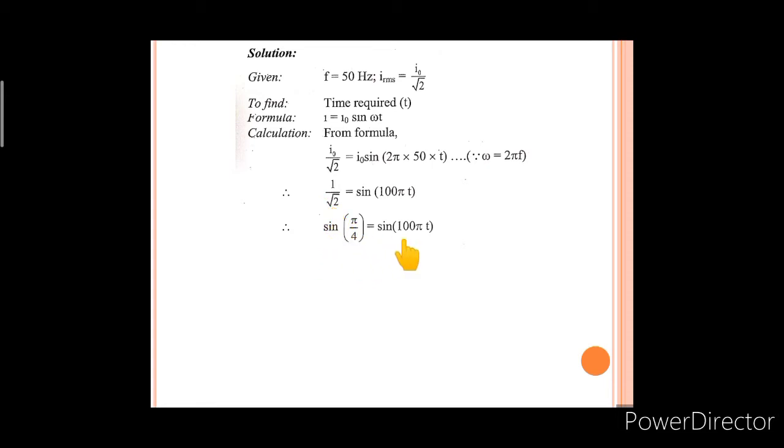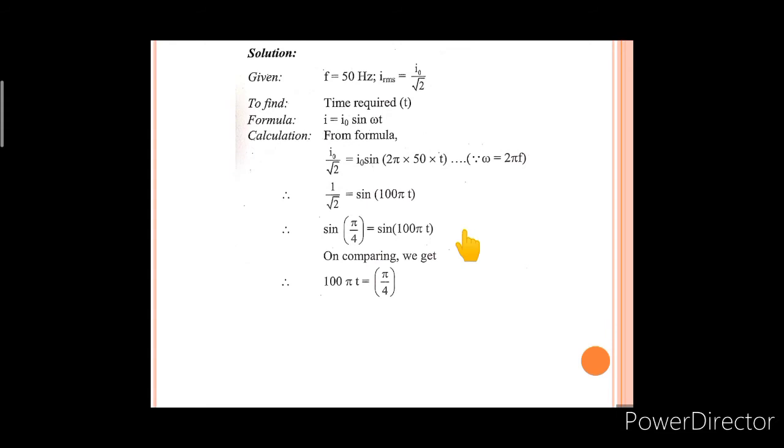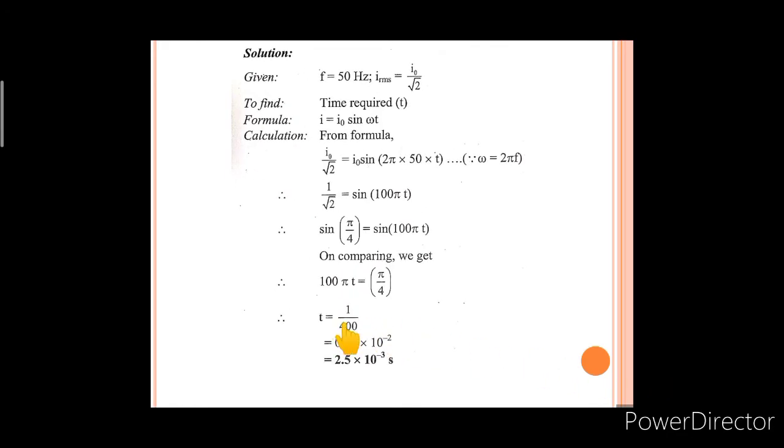Then here we can write this 1 upon root 2 is nothing but the value of sin pi by 4. So, the next step we can write as sin pi by 4 is equal to sin 100 pi t, and hence on comparing we get that 100 pi t is equal to pi upon 4. So, on calculation, pi gets cancelled and t becomes 1 upon 400. So, we can say that this 1 upon 400 is nothing but 0.25 into 10 raised to minus 2, which is further written as 2.5 into 10 raised to minus 3 second.